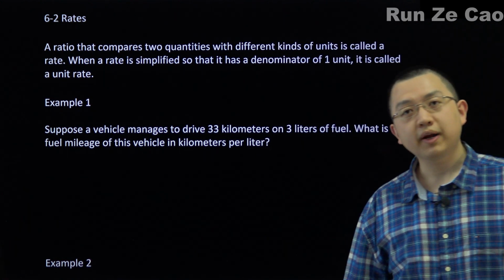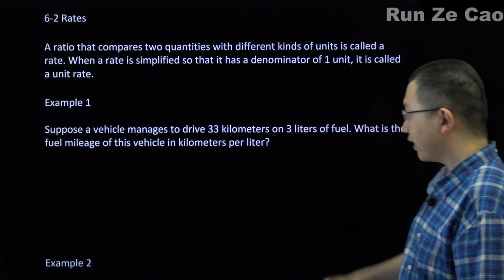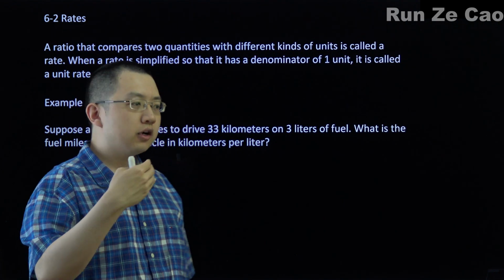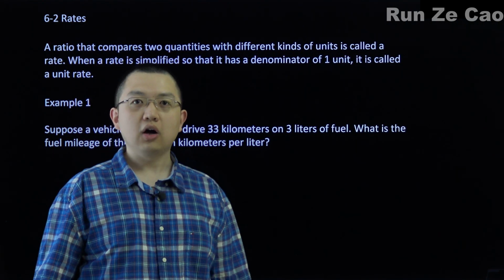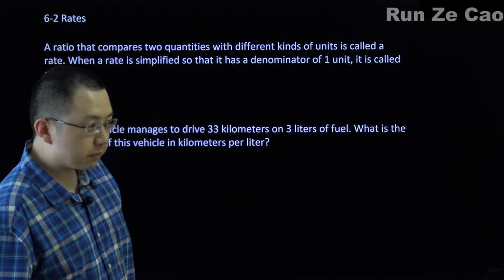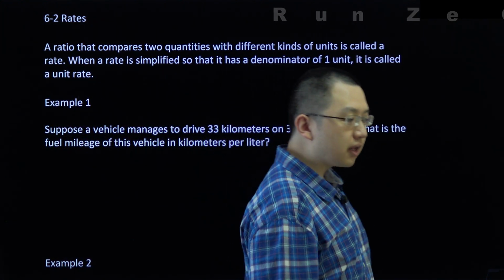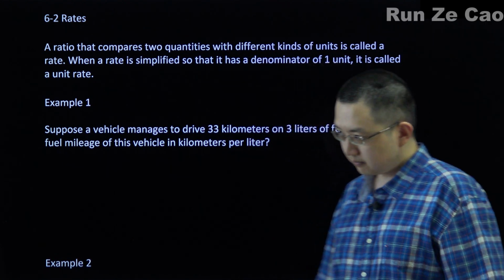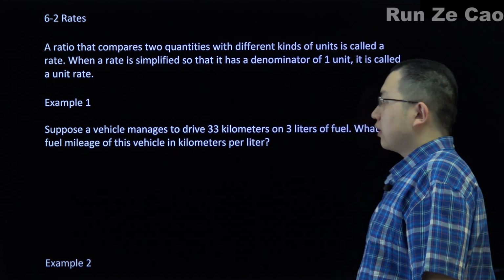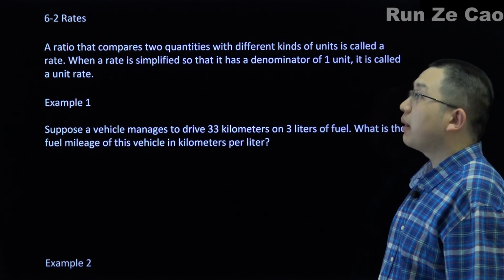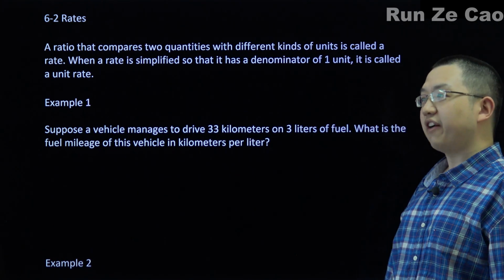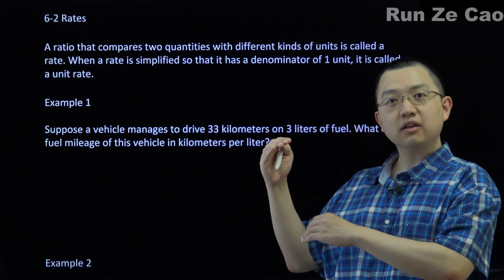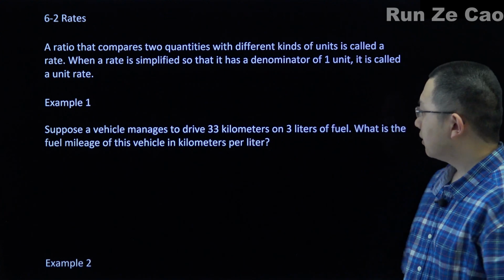A ratio which compares two quantities that have different units is called a rate. For example, how many kilometers per hour is the car traveling at? Speed is a rate because it's a ratio of distance and time. Or say you have a muffin factory. How many muffins does it make per hour? One of the units is muffins, and the other one is time.